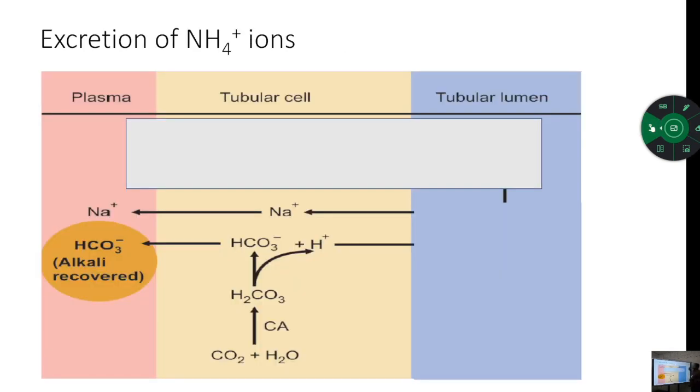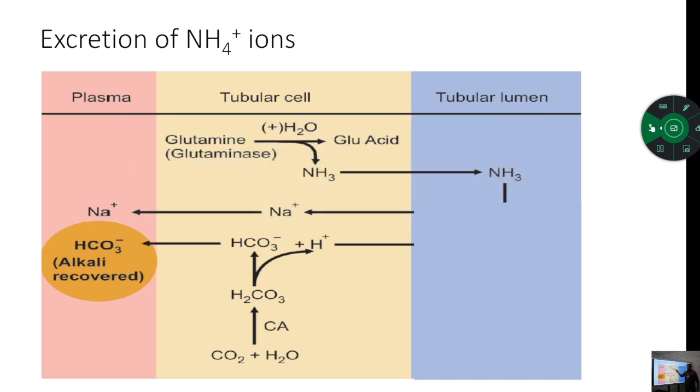Now moving on to the third strategy, which is the excretion of ammonium ions. We see that the whole reaction, as I suggested in the earlier two strategies, happens in three areas: the plasma, tubular cell, and tubular lumen. As you can see, all the reactions which were originally seen in the other two strategies are also there. Now, what happens extra in this is the reaction. This reaction is what makes this strategy special. This reaction occurs in the tubular cell.